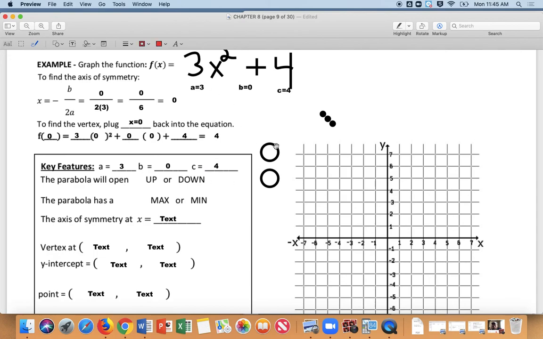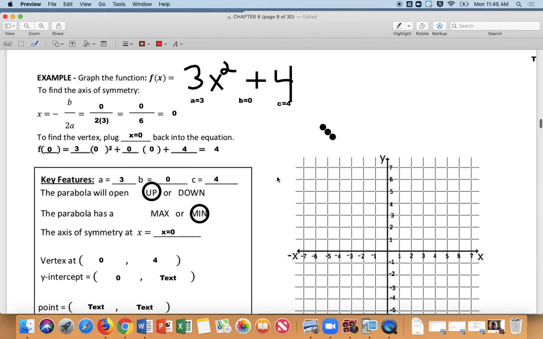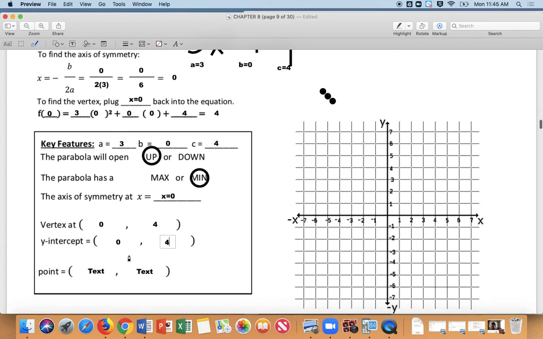Because A is positive, we are going to open up. All right, we have a min now. And my axis of symmetry is x equals 0. And then the vertex is going to be 0 and 4. The y-intercept would be 0. And if we plug in 0, let's scroll back up. If we plug in 0, we have 0, 4. So notice the vertex and y-intercept are the same.